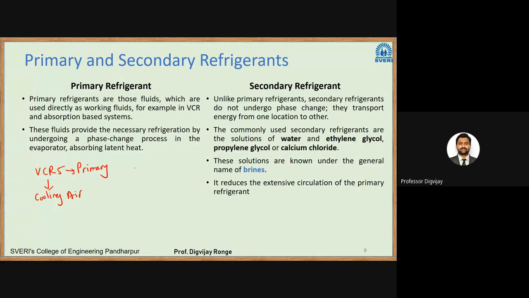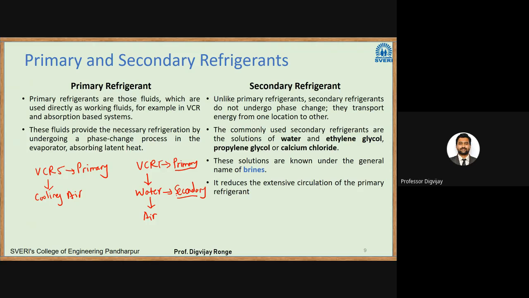Okay, but if I use a VCRS system first to cool another fluid, let us say water, and that water will cool the air. So in that case, whatever refrigerant is used in this VCRS, that is the primary, but the water in this case will be called the secondary refrigerant. Primary refrigerants undergo the phase change process during heat absorption and heat release. But in the case of a secondary refrigerant, so water, they don't undergo a phase change process. They undergo only sensible cooling or sensible heating.